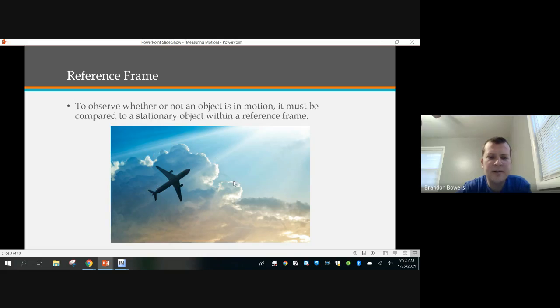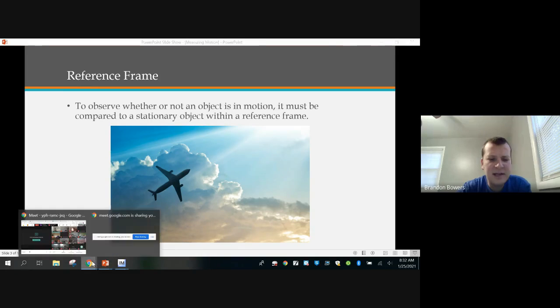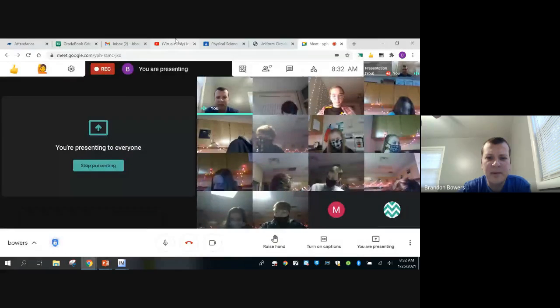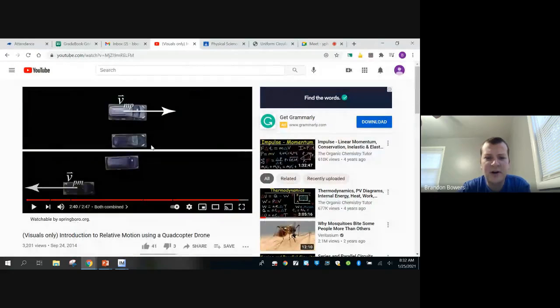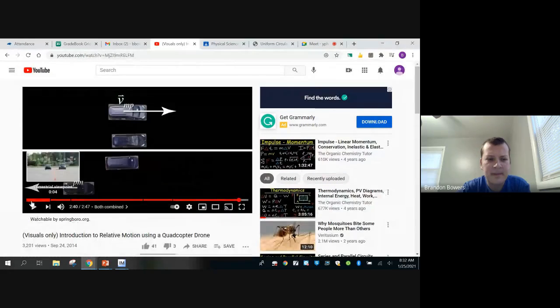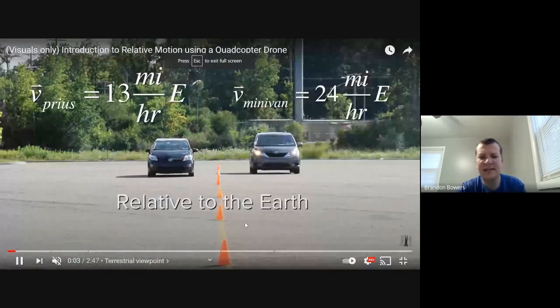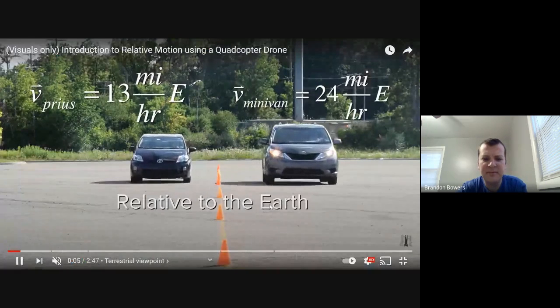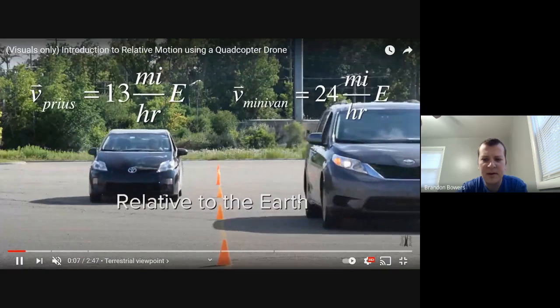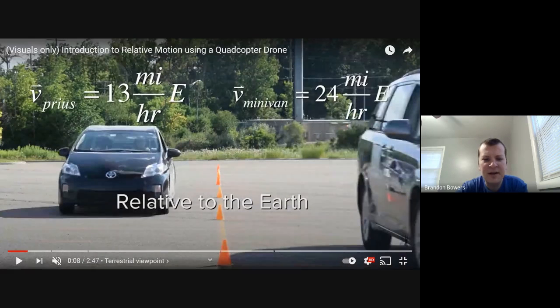It must be compared to a stationary object within a reference frame. So I actually have an example video here. We're going to check out these two cars, and we're going to see if we can see which one's moving. Well, clearly the van was a lot faster. The car is still back.